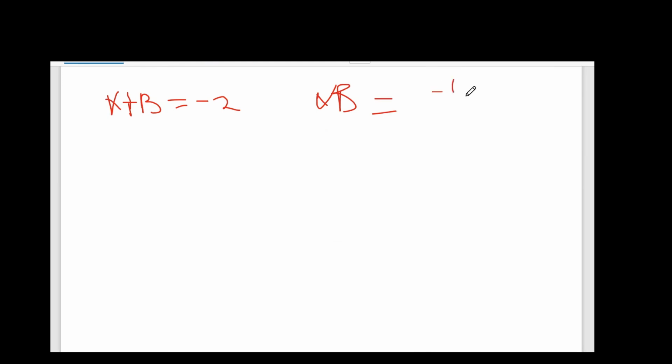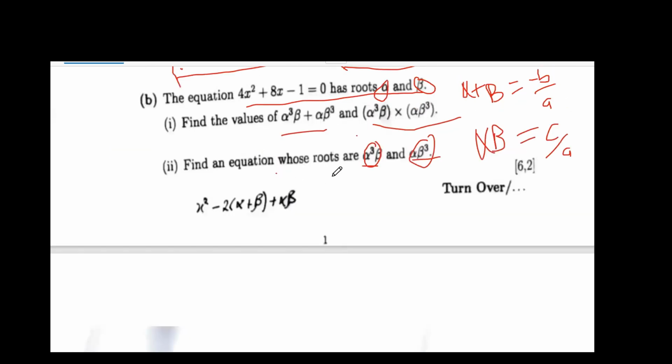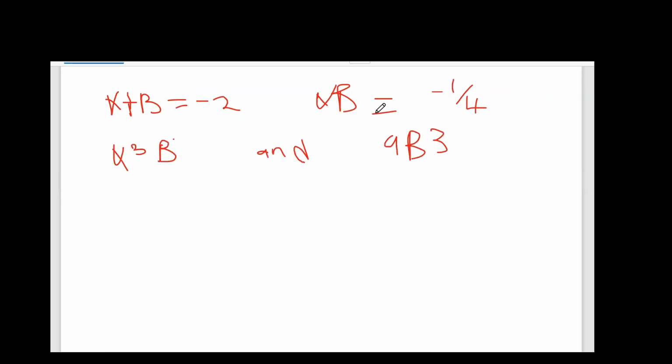We said 1/4, right? Okay, 1/4. Then we have the roots as beta there, and alpha beta to the power 3. So we are trying to find the equation. They're saying find an equation whose roots are this and this. So we have this root and this root, then we are trying to figure out the equation from where they came from.